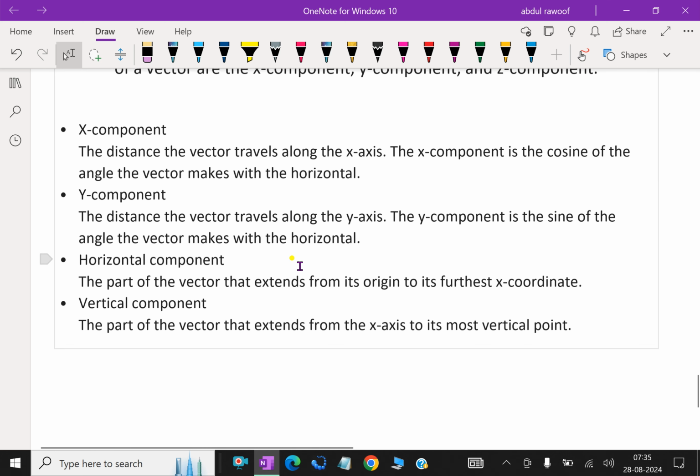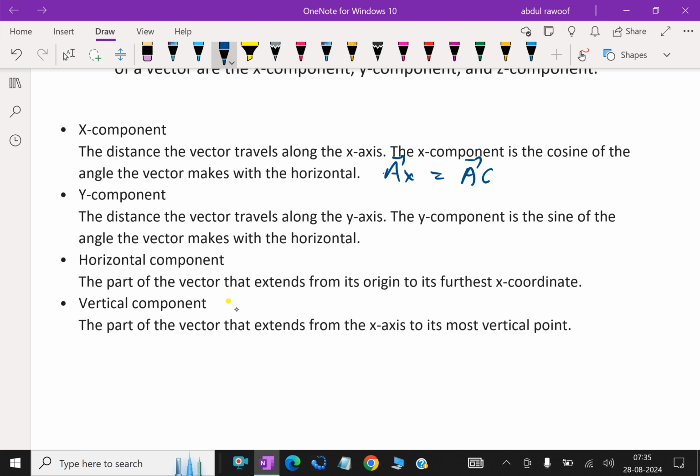What is the x component? The distance the vector travels along the x-axis, the horizontal axis. The x component is the cosine of the angle that the vector makes with the horizontal. That is, the x component, vector Ax, is equal to vector A into cos theta.